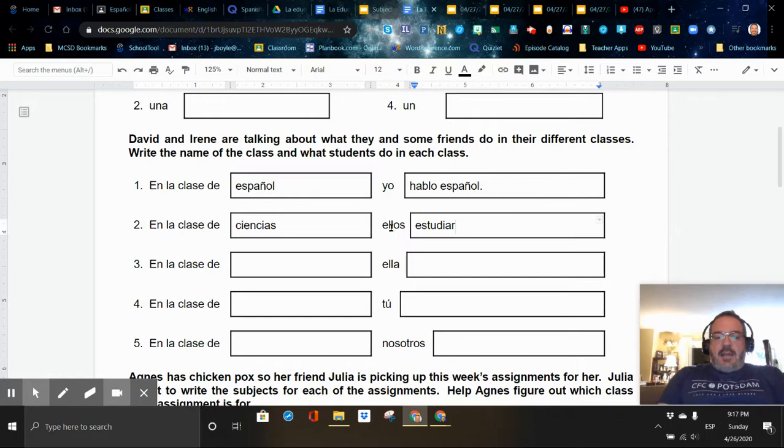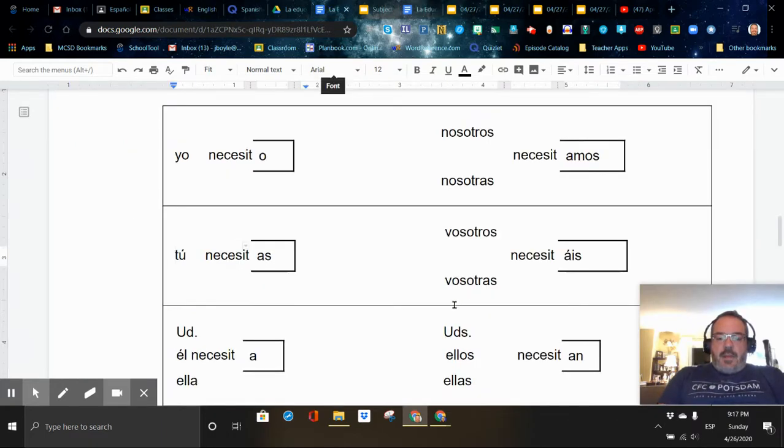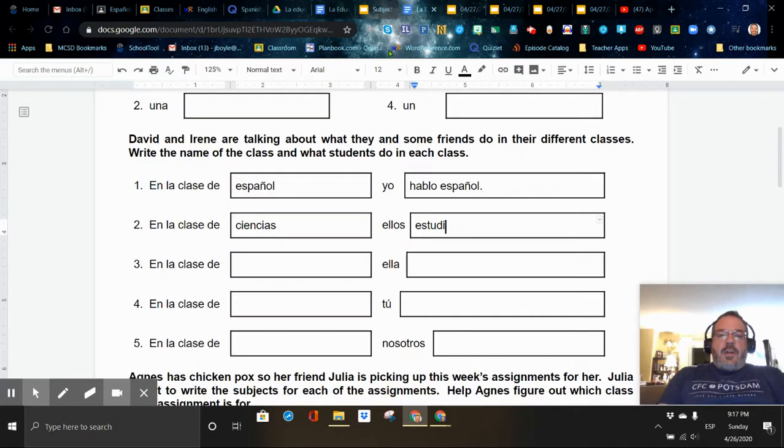But hey, in the ellos form, how do we end estudiar? Well, we drop the AR. And if we go back to this chart, the ellos form is an, right? So we're going to switch estudiar to estudian. And what do they study? In science class, they study the earth, la tierra.